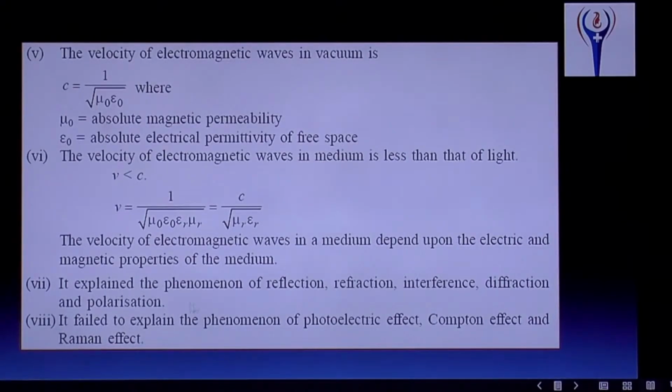It explains the phenomena of reflection, refraction, interference, diffraction and also polarization, but failed to explain the photoelectric effect, Compton effect and Raman effect. These properties are not able to be explained by Maxwell's electromagnetic theory.